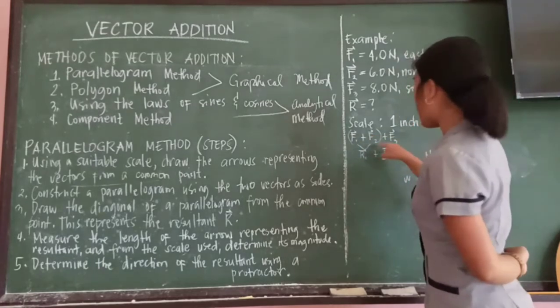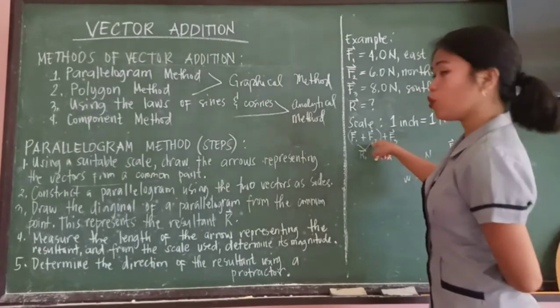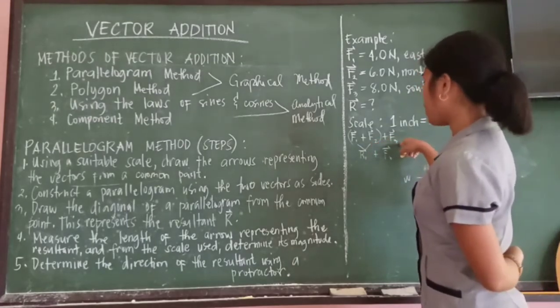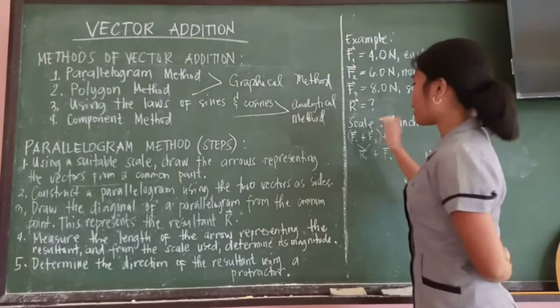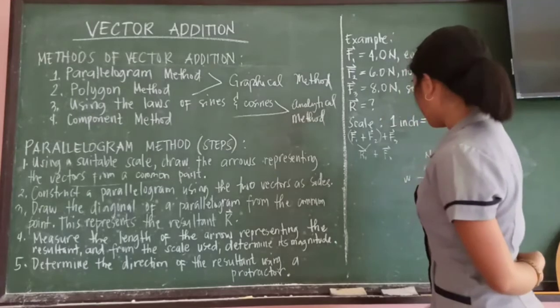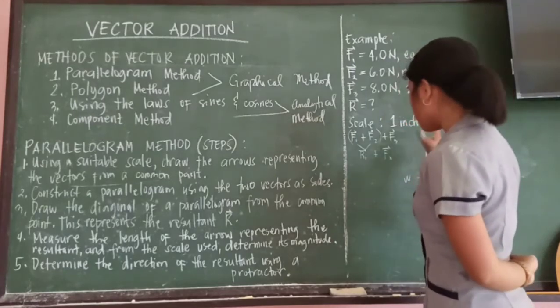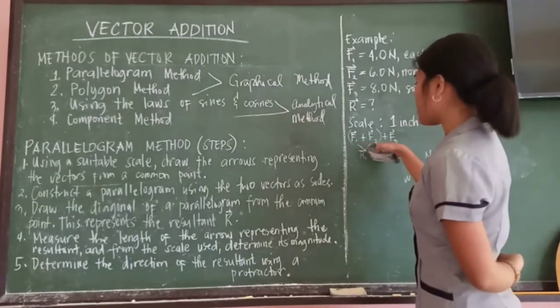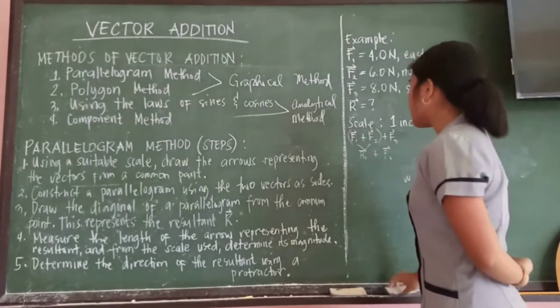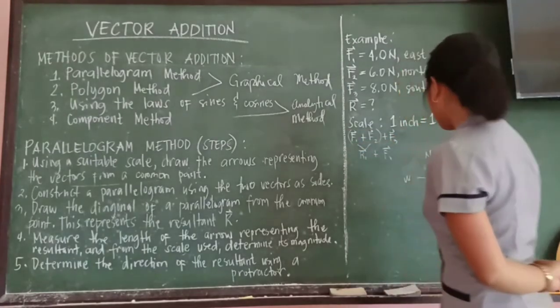Or you can group it as f sub 2 plus f sub 3 and then the result of this added to f sub 1, depending on your preference. So in this discussion, I'm going to use f sub 1 plus f sub 2, group them together and then the result added to f sub 3.